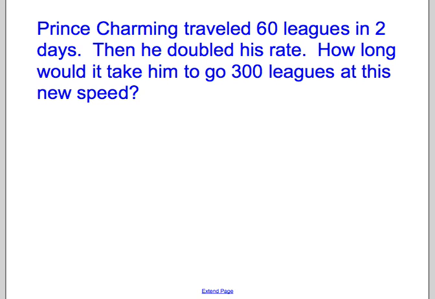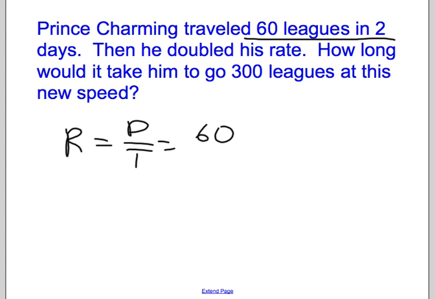Anyway, we have changing rates. Prince Charming traveled 60 leagues in 2 days. Then he doubled his rate. How long would it take him to go 300 leagues at this new speed? So it's a two-step problem. We're given 60 leagues in 2 days. The rate for that, remember, is distance over time. So the distance is 60 leagues, and that's an old school term. 60 leagues in 2 days, if you reduce that, is 30 leagues per day.